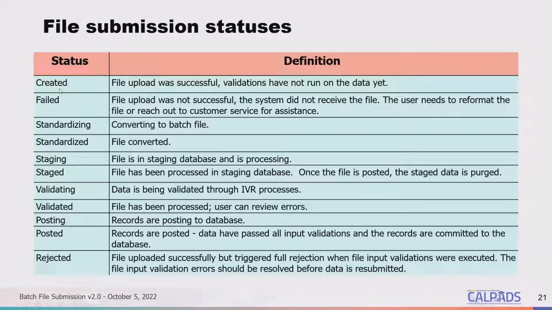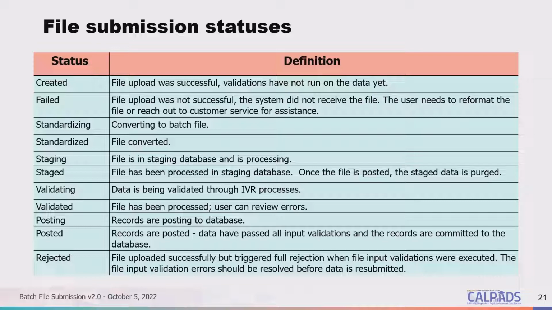So if you were to watch a file process and monitor each status, this is what you would see. We begin with created. This tells you that the file was uploaded successfully, but the validations have not yet run. So sometimes you may see a slight pause if the system is inundated with submissions, right? There's always a queue. However, typically you don't see created, but if you were just eyeing it like an eagle, it would start with created. Then a possible status is failed.